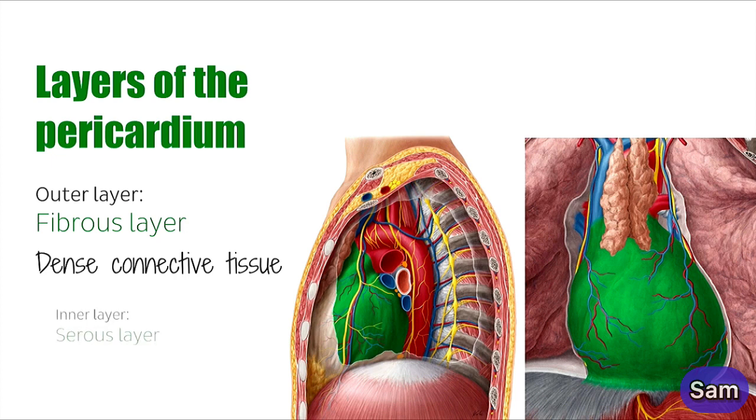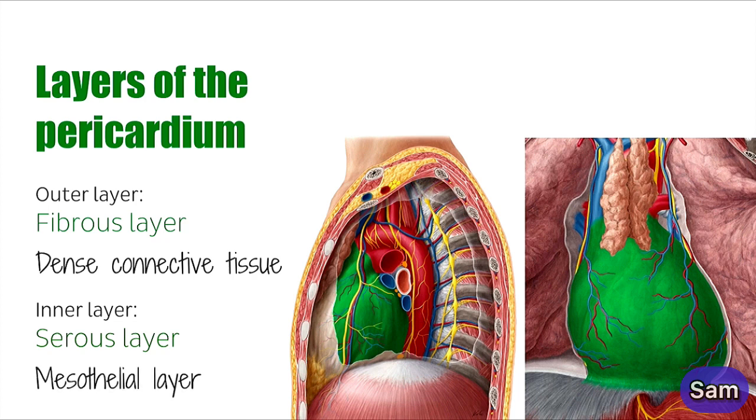The inner layer of the pericardium is known as the serous layer, or the parietal layer, and is in direct contact with the pericardial fluid. It consists of a mesothelial layer, simple squamous epithelium, which reflects onto the roots of the great vessels and runs directly over the external surfaces of the heart as the epicardium or visceral pericardium.